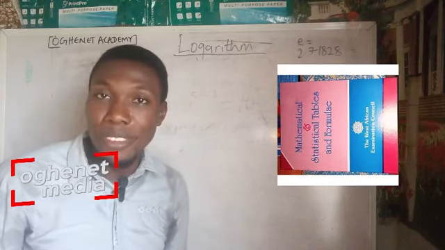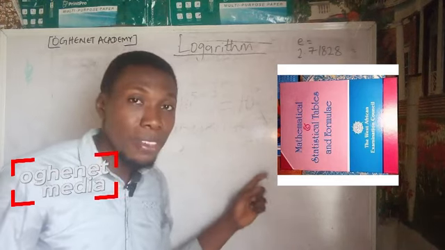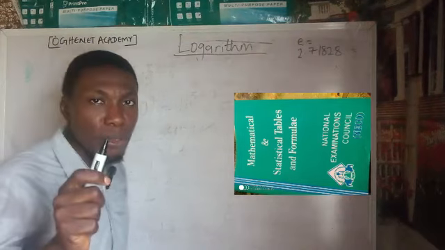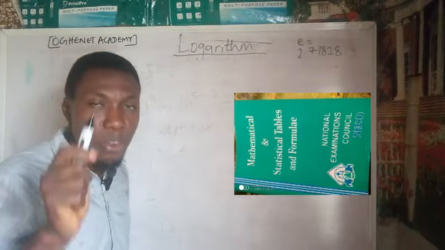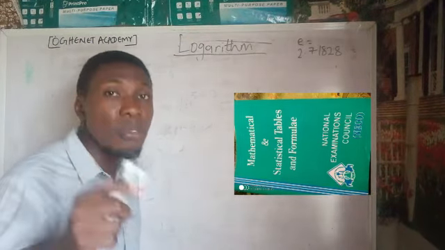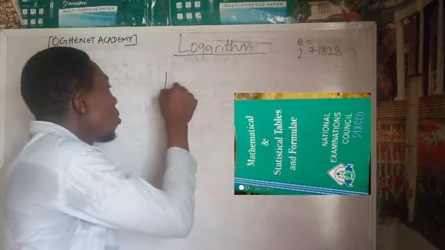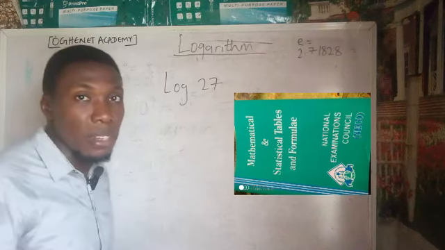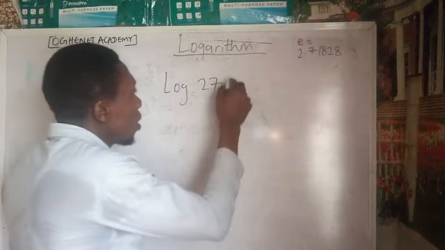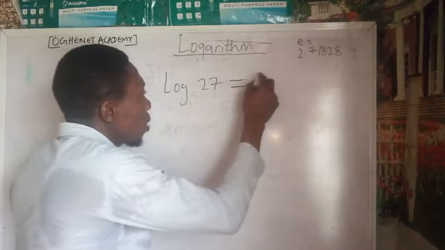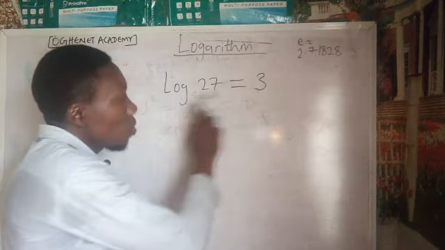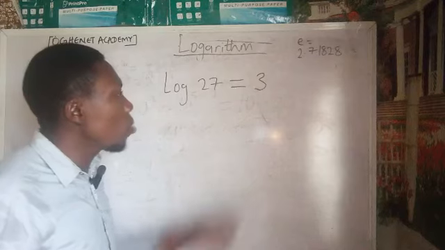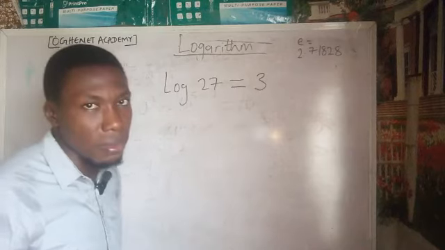That sounds confusing, right? That's the reason why I'm using this board. Now, take a look at this. If, for instance, you are told to look for the logarithm of 27, and then you get your answer as theory. This theory is the logarithm of 27, right? So what does this theory mean?